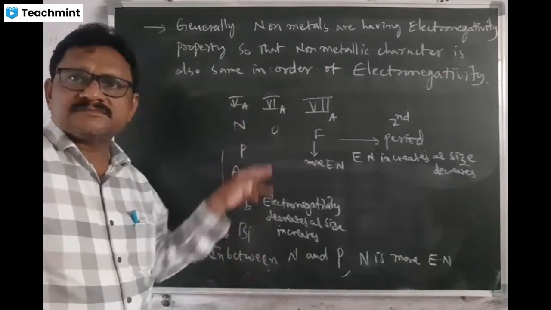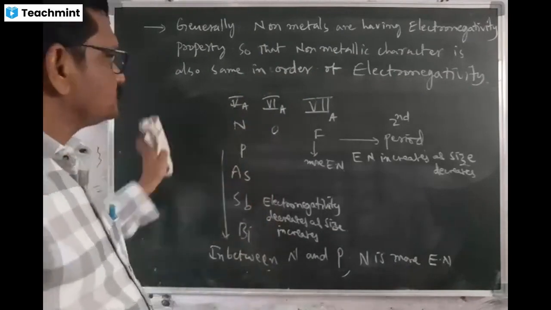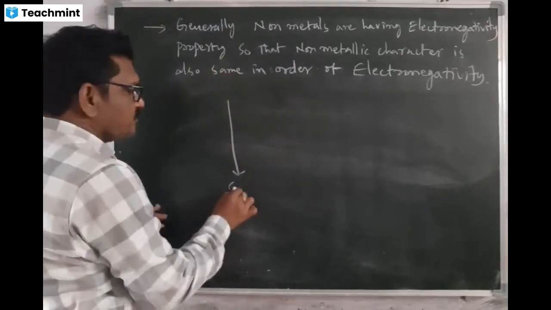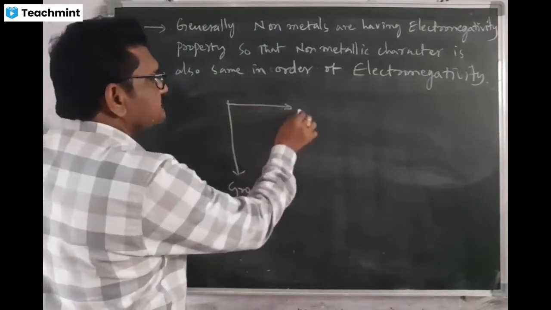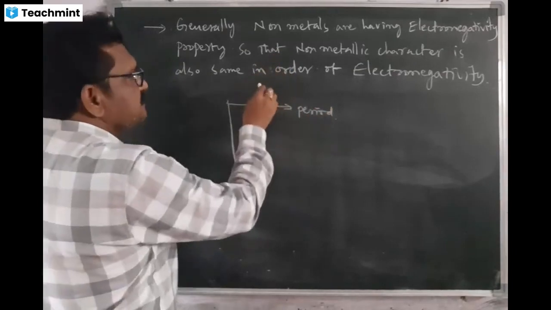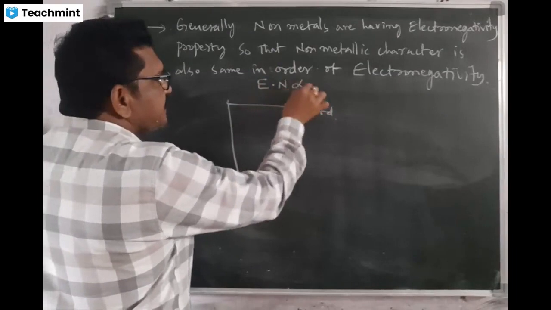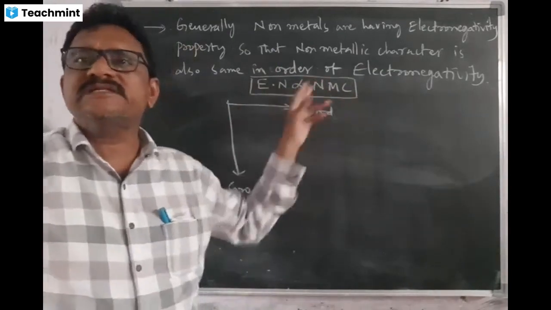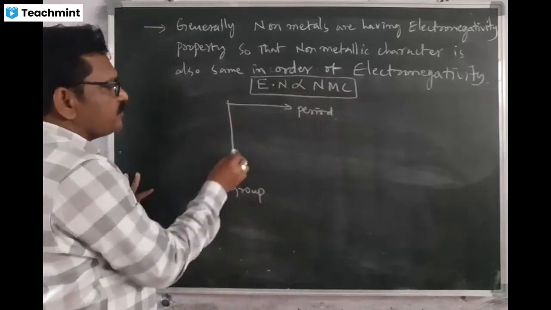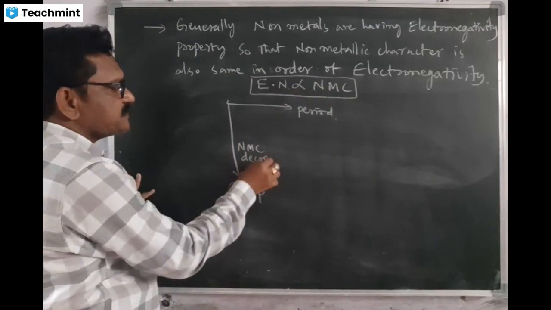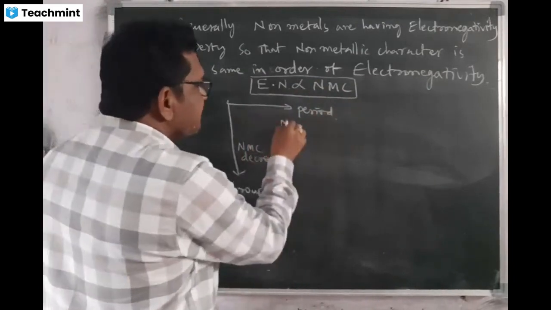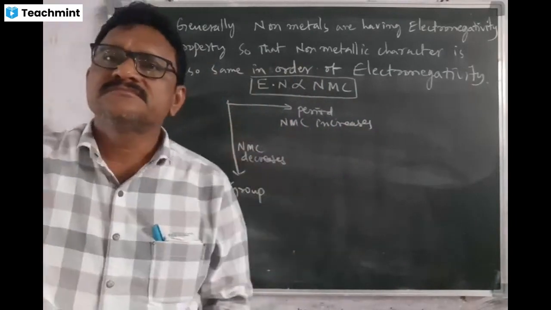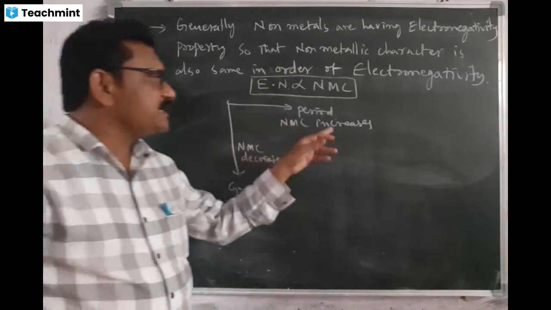Did you write this? So here you remember, this is group, this is period. Just now I said electronegativity EN is directly proportional to non-metallic character. NMC means non-metallic character. Both are in the same order. When we move down a group, electronegativity decreases, and NMC decreases. In a period, NMC increases, in line with electronegativity.